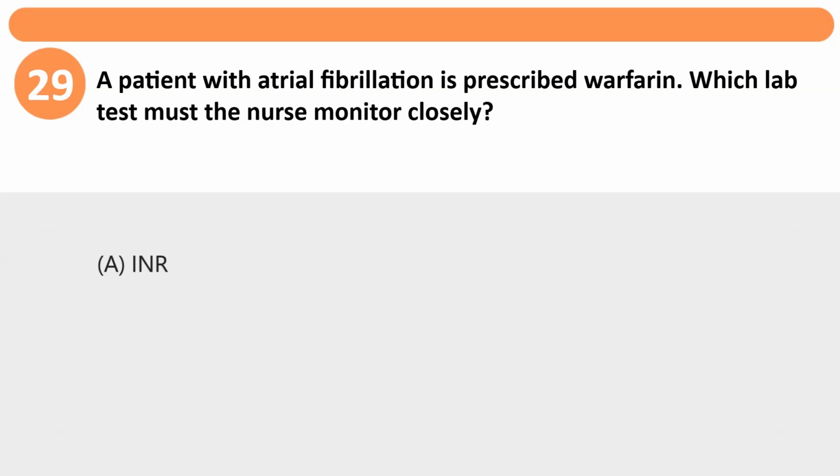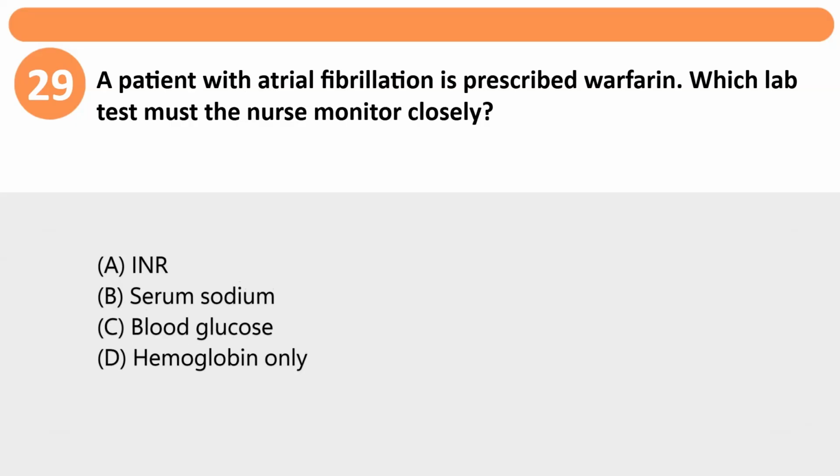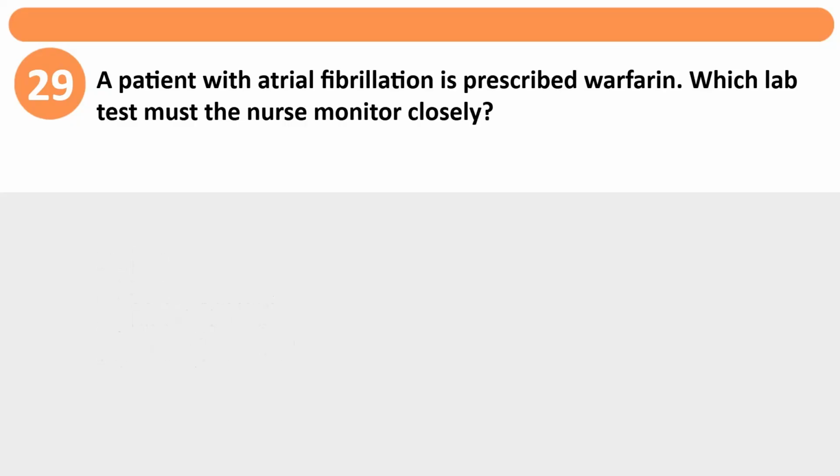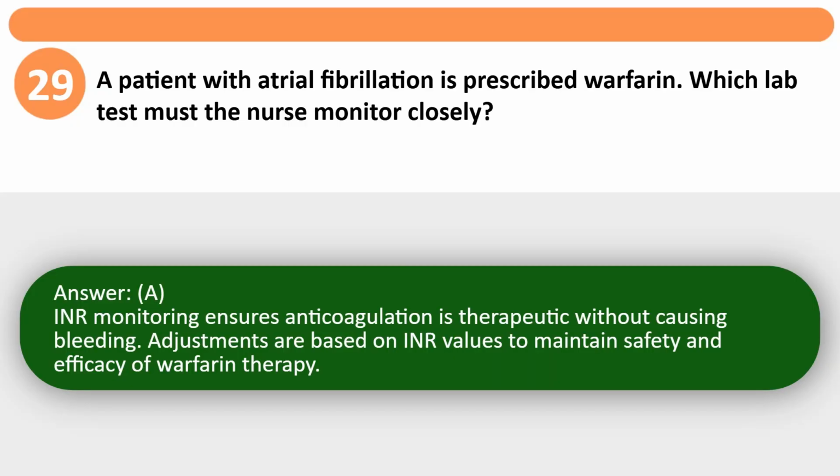A patient with atrial fibrillation is prescribed warfarin. Which lab test must the nurse monitor closely? A. INR. B. Serum sodium. C. Blood glucose. D. Hemoglobin only. Answer: A. INR monitoring ensures anticoagulation is therapeutic without causing bleeding. Adjustments are based on INR values to maintain safety and efficacy of warfarin therapy.